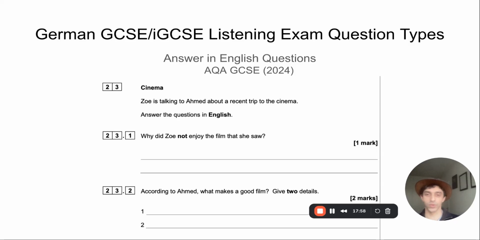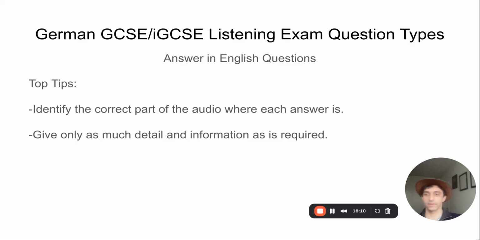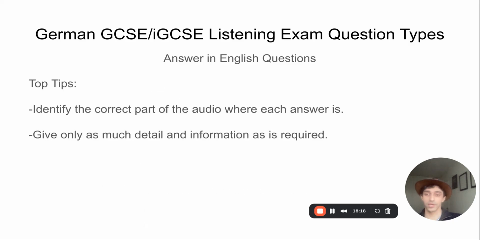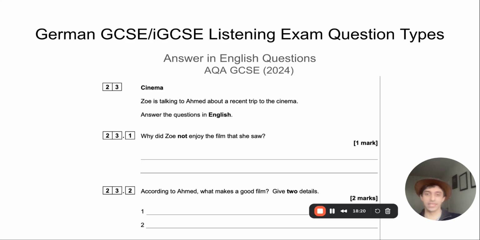And for these questions, it generally comes down to identifying where the correct part of the audio is, or where the correct words or section of the audio lies, and then translating that section into English, from German into English, as the audio would, of course, be in German. So the first thing to do is to identify where the answer is in the audio, and then to translate that into English.